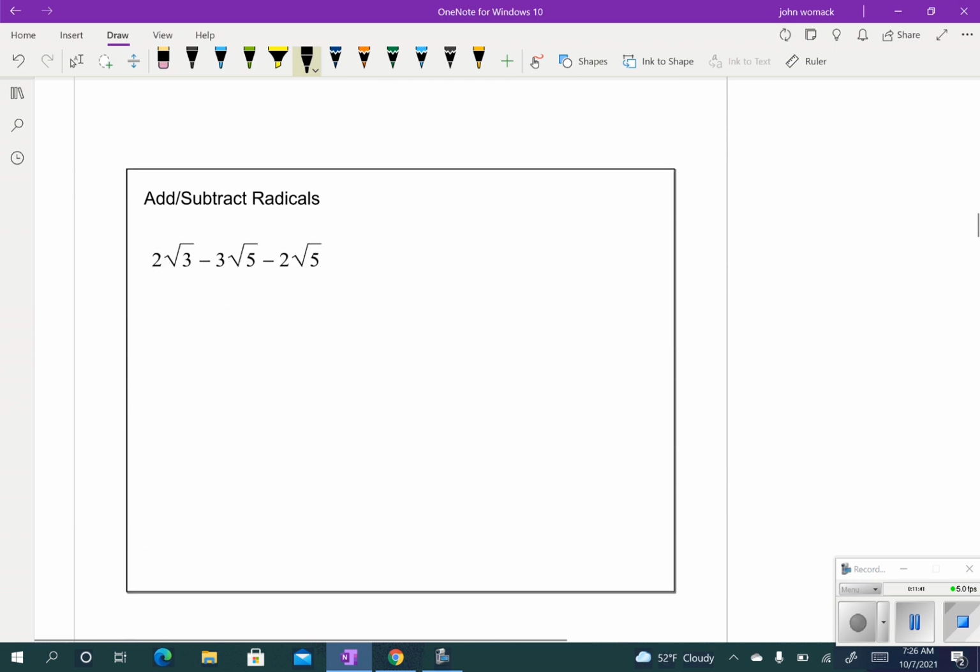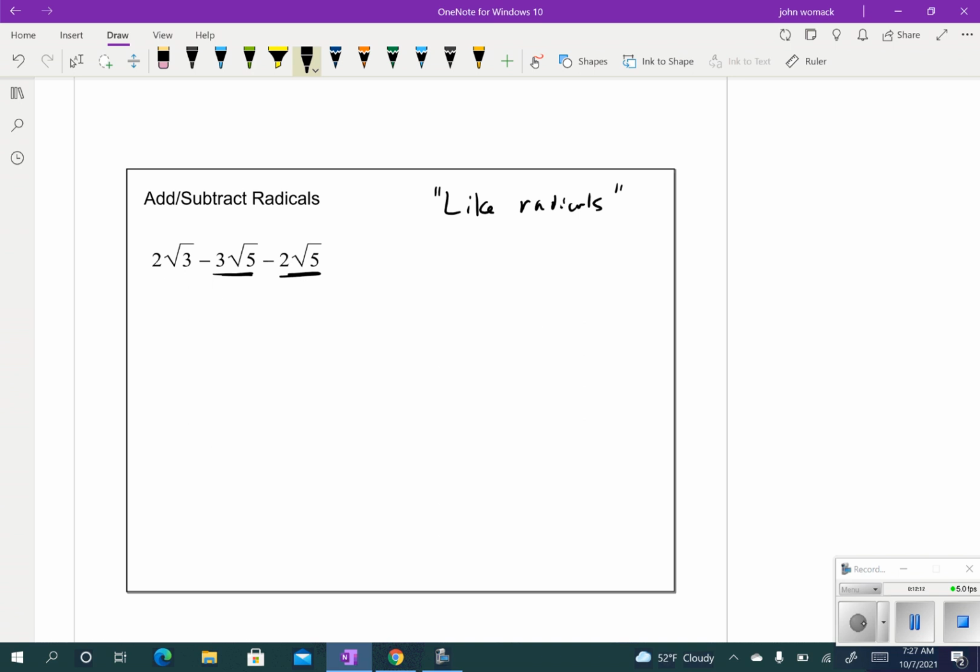We're also going to add, divide, and multiply radicals. So let's do addition or subtraction. In order to add or subtract radicals, they have to be, I like to call these like radicals. What I mean by that is the square roots or cube roots have to be exactly the same. So this, 3 square root of 3 minus 3 square root of 5 minus 2 square root of 5, they're both square roots of 5. I consider those to be like radicals.